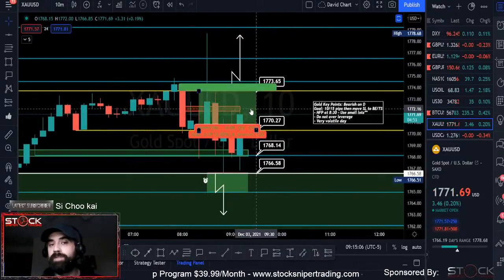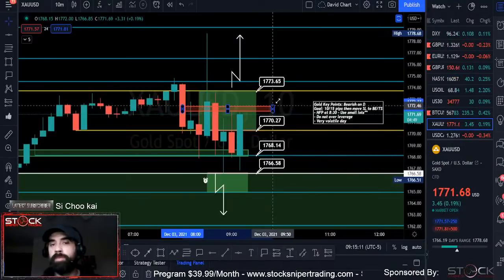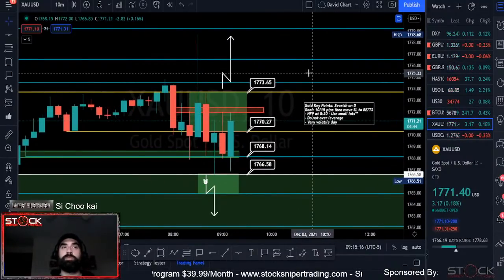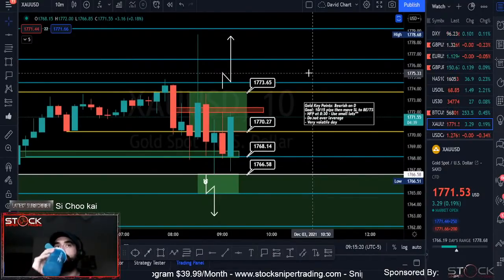1770.2, 7.50 is key. We know that there's a key area right here of resistance starting to form. The only reason why I'm keeping the gold chart open, guys, is because there's still a lot of people who like gold.